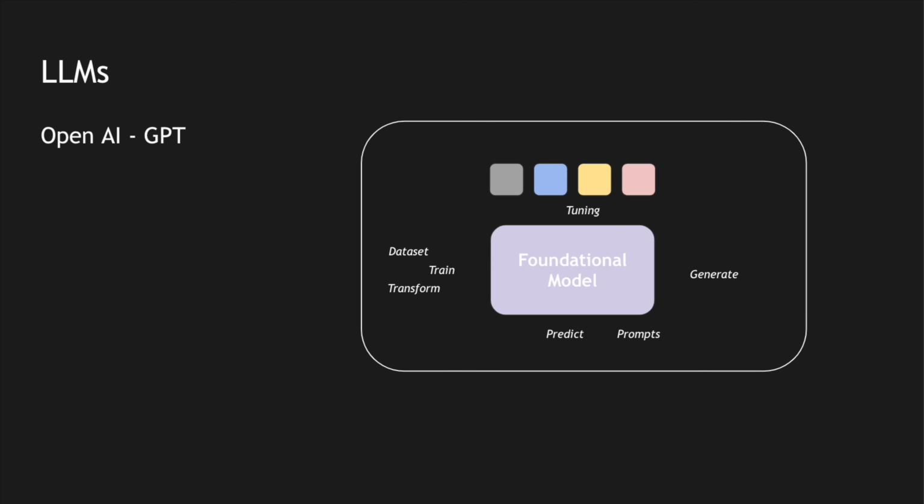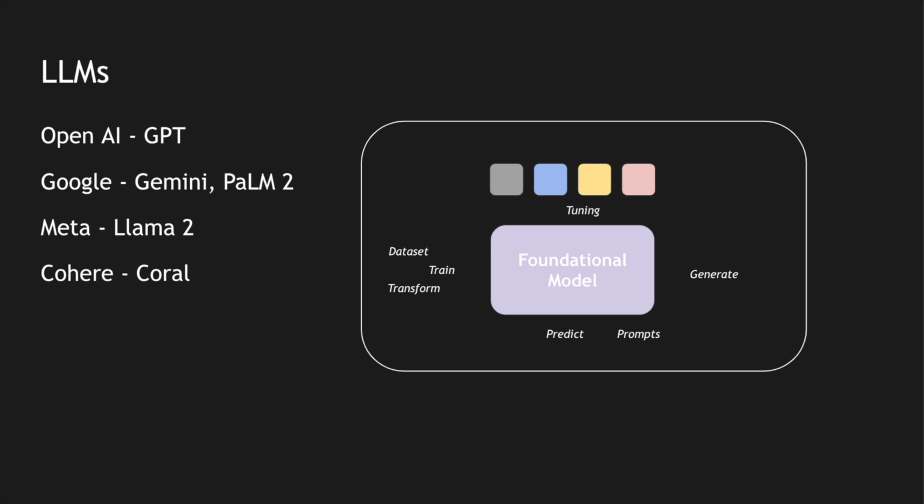The most common one is the GPT, which is provided by OpenAI. Google has their own called Gemini and Palm 2. Gemini is the most recent one. Palm 2 has been there for a while. Meta has their own called Llama 2. Cohere is another startup which has a Coral LLM. And finally, Elon Musk's X.AI has an LLM called Grok.